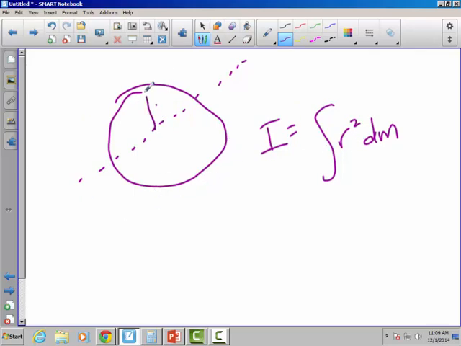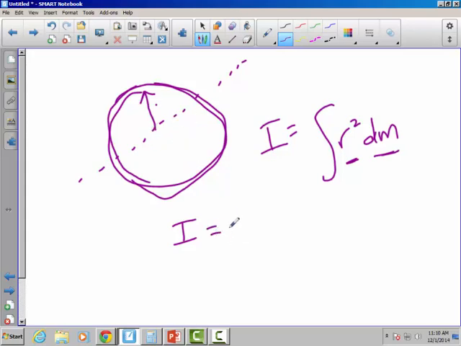Now the cool thing about a hoop is that all of its mass is located on the outside of its shape. It has no mass in the center. So all of its mass is equidistant away from the center point. All of it's concentrated on the outside. So that means that my r squared value is a constant because the radius is the same for each part of this hoop. The mass is an equal distance apart.